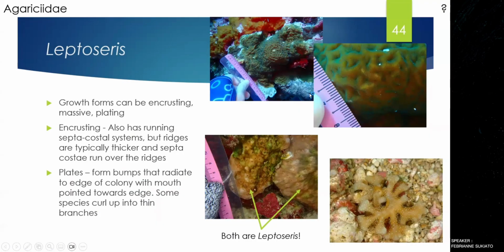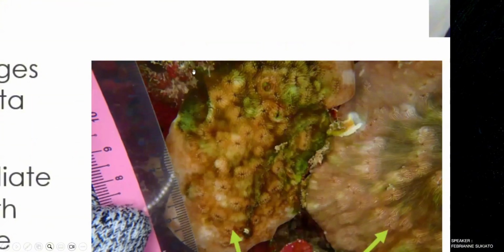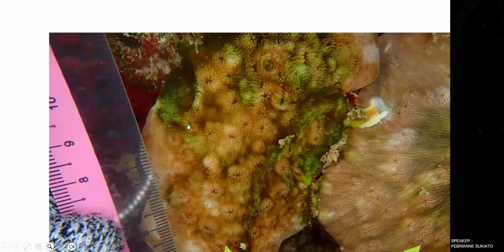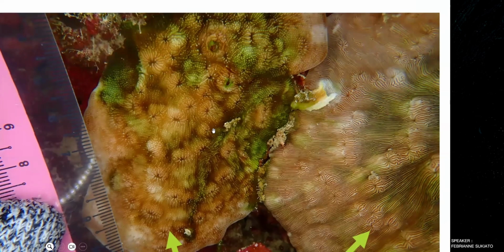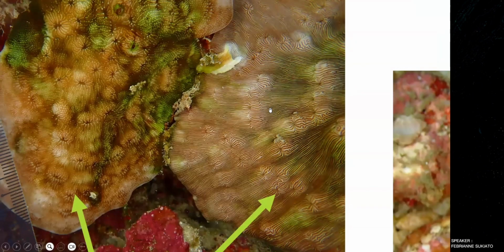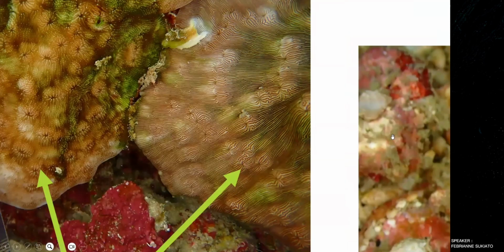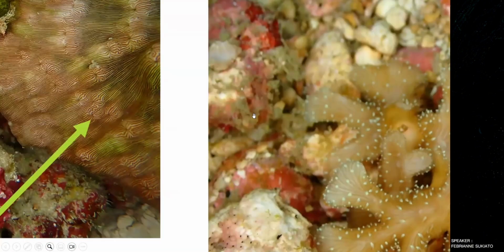So for Leptoseris, you also need to kind of recognize the look. Sometimes it tricks you and it may or may not look like Pavona. It also has septa that run from one corallite to the other. So it runs and it runs and it runs. But Leptoseris has something that Pavona doesn't, and it's this squiggly line. They run, but then they run into random squiggly lines all of a sudden, like this one here. This squiggly line is very distinct to Leptoseris usually. And here you can see it, these two are both Leptoseris.